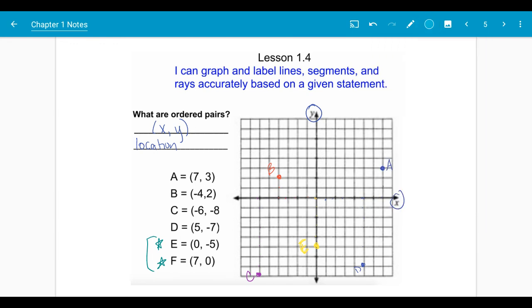And then F is kind of the reverse. That one's 7, 0. So that means move forward 7. 1, 2, 3, 4, 5, 6, 7. But don't go up or down. So that's this one here. You might guess that a lot of times students will accidentally flip-flop these two just because it's easy to do. So just be aware of what you do first.